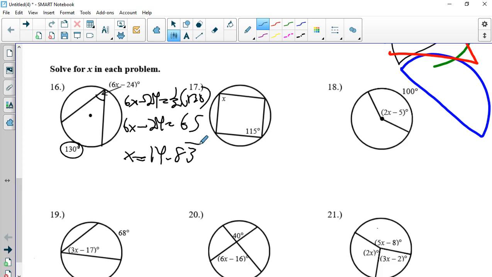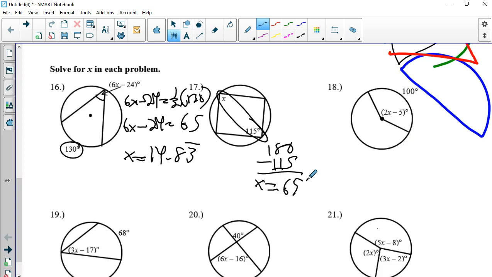Now this one is not drawn to scale. There's no way that, which looks pretty close to 90 degrees, is 115 degrees. Okay? But it doesn't matter. We're just going with the concept that opposite angles in an inscribed quadrilateral are supplementary. So we just do 180 minus 115, and x is equal to 65. And again, I know that doesn't look like 65. It's okay.